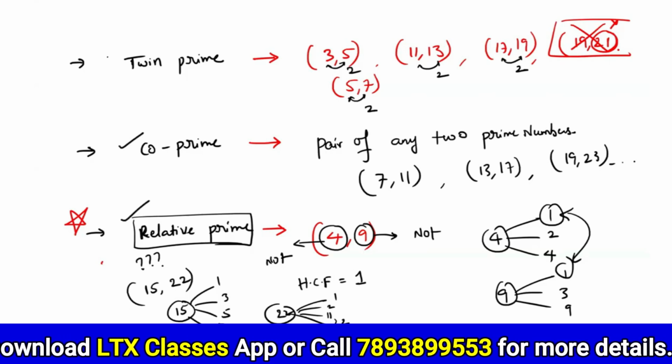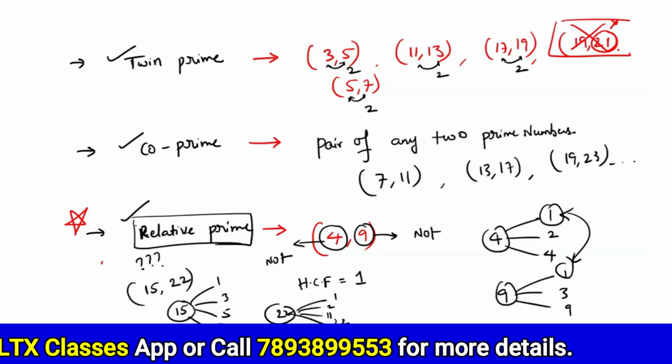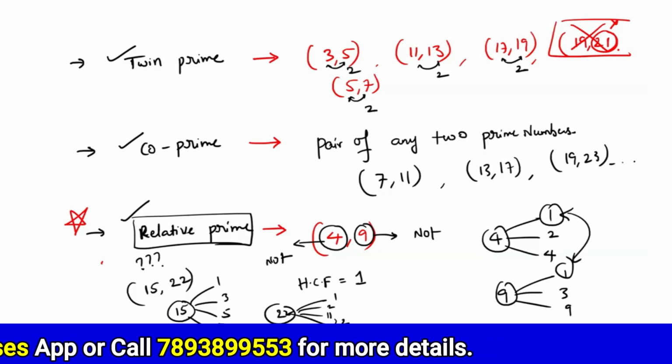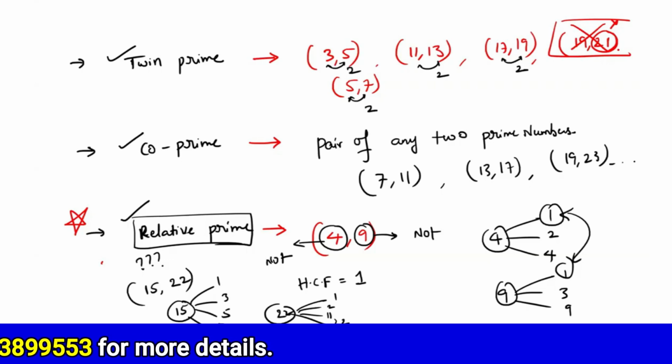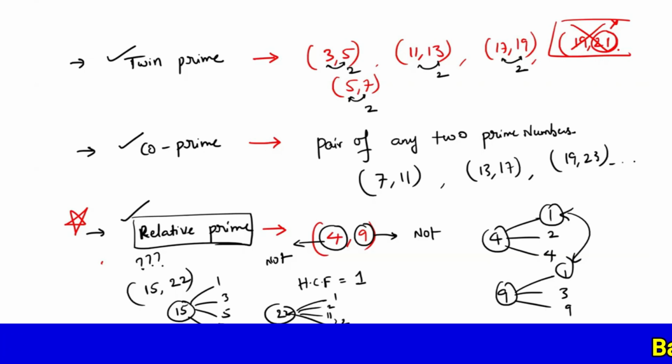So please make sure that you are understanding these three terminologies. Twin prime means the difference must be 2. Co-prime means the numbers must be prime numbers. Relative prime means the numbers can be any type of numbers, either a composite number or a prime number. But the point is the highest common factor must be 1. Okay.